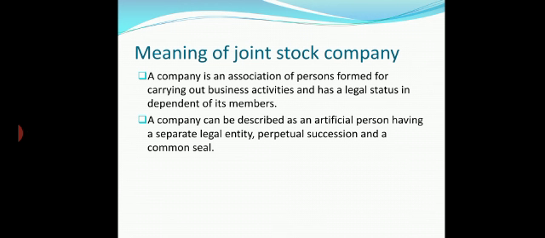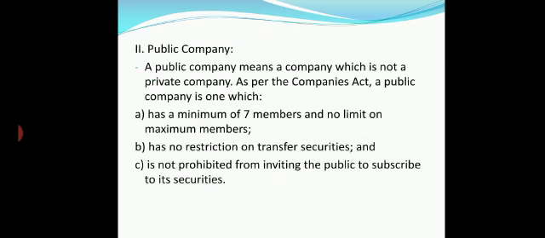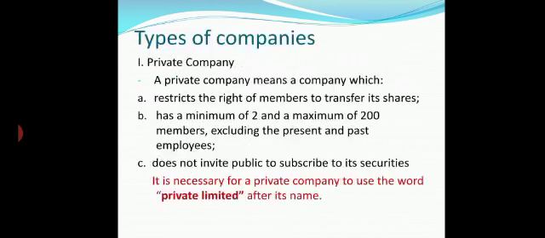The name of the company is engraved on a stamp, and that stamp will be put on all the important documents of the company as if it's a signature of the company. So it's an artificial person having a separate legal entity, perpetual succession and a common seal. So this is the meaning of joint stock company. Today we are going to discuss types of companies. So companies are divided into two types. First one is private company and second one is public company.